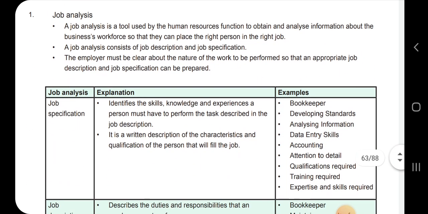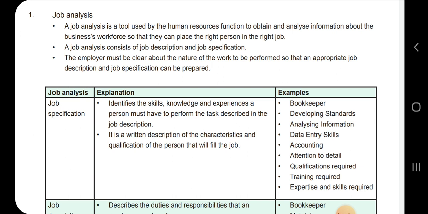So the first thing we had was job analysis. When we need to hire a math teacher for grade 4, we have to analyze everything. A job analysis is a tool used by the human resource function to obtain and analyze information about the business workforce so that they can place the right person in the right job. So that is a business analysis.